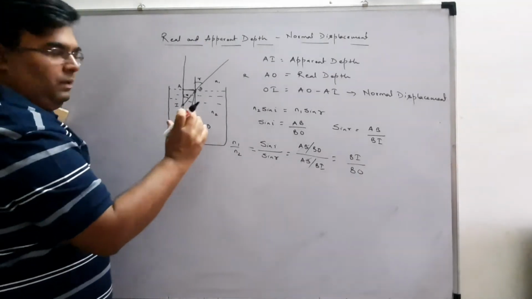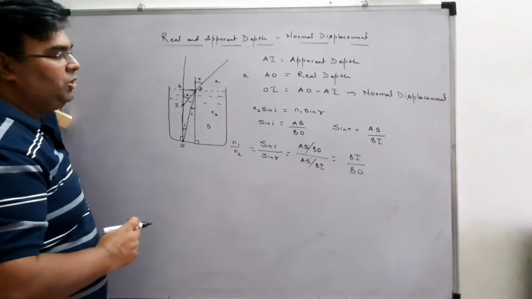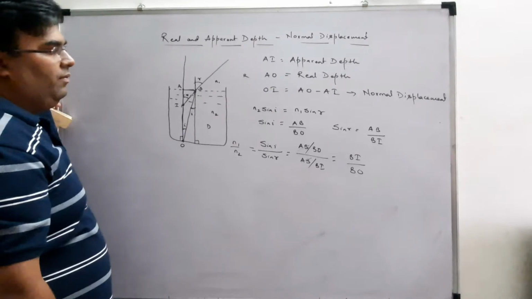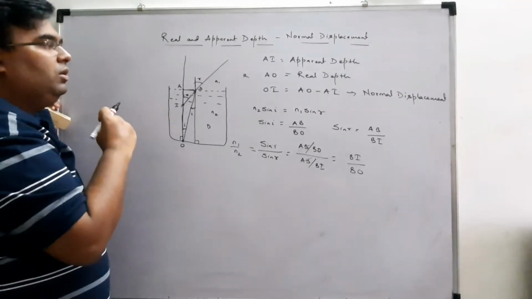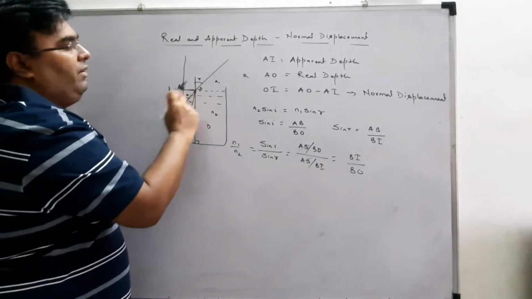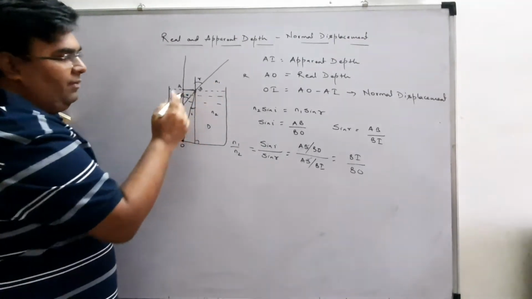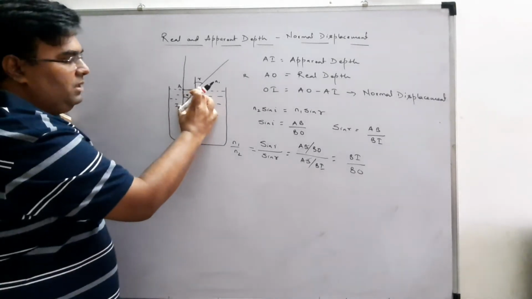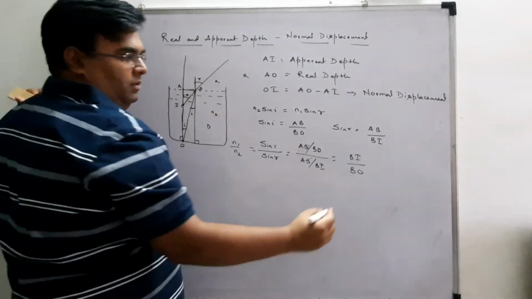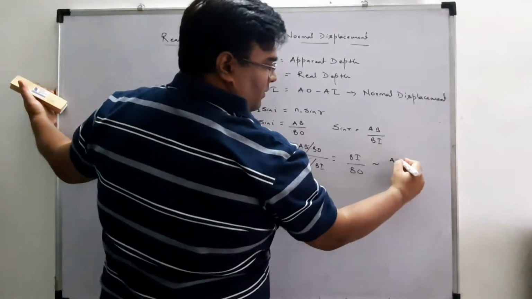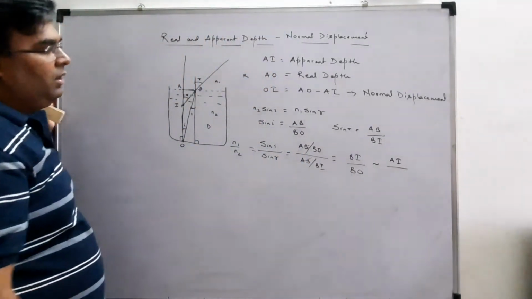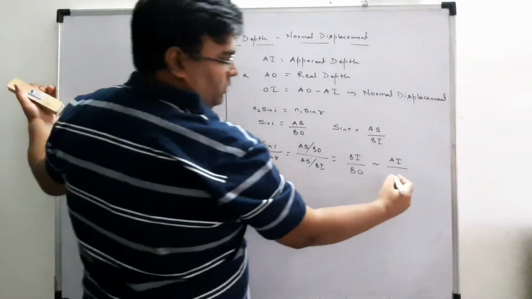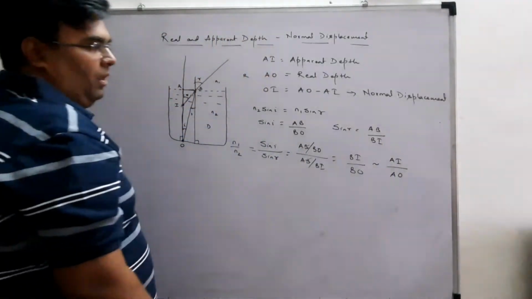Now in practical or normal situations, this point B is very close to A. We cannot see, our eyes are too small, so this B cannot be very far away. So B and A will be very close to each other, such that this BI is equivalent to AI, and similarly my BO will be equivalent to AO. So here we have arrived at one formula.